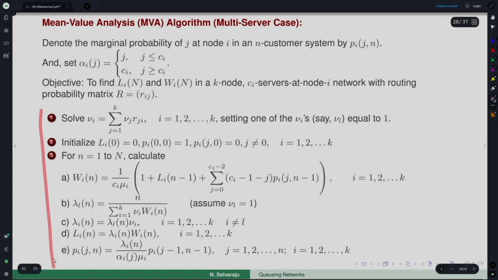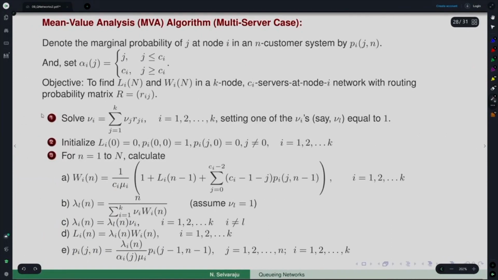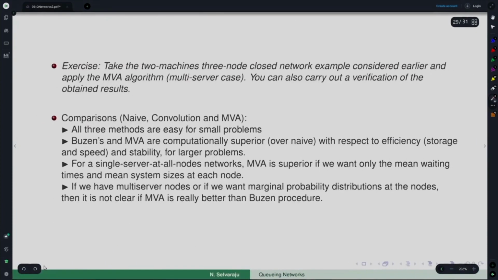But whatever it is, this is the algorithm. Now, with this algorithm, you can take up the original problem, that example that we have considered, which is basically the 2 machine and 3 node problem, the closed network example. Now, you can apply this to get the mean number of Wi's and Li's from this. So, that is what happened.